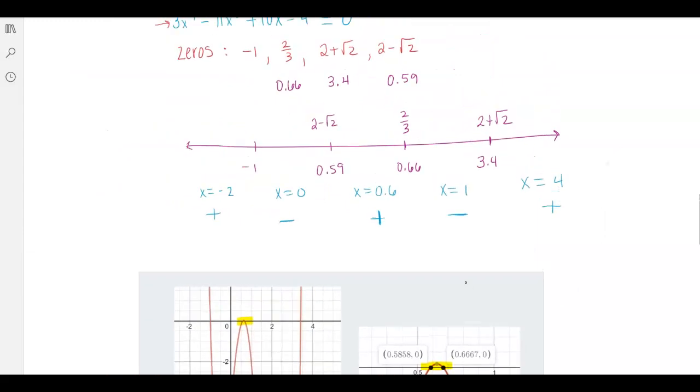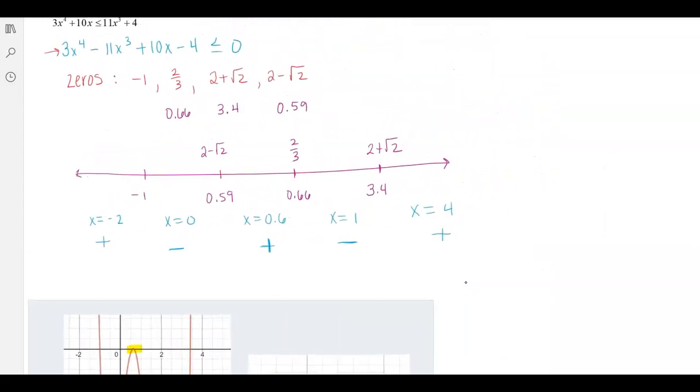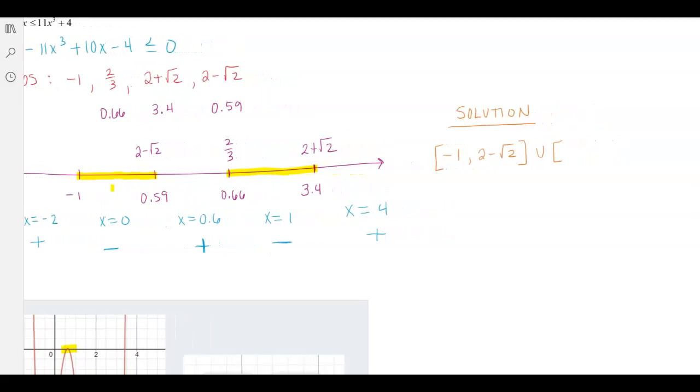So the original was asking us to look for things that were less than or equal to 0. And so that's going to end up being this region here, and then also this region here. So our solution is going to be anything between -1 and 2 minus the square root of 2. We include the endpoints because we have equality in our original equation. And then we'll go from 2/3 to 2 plus the square root of 2.